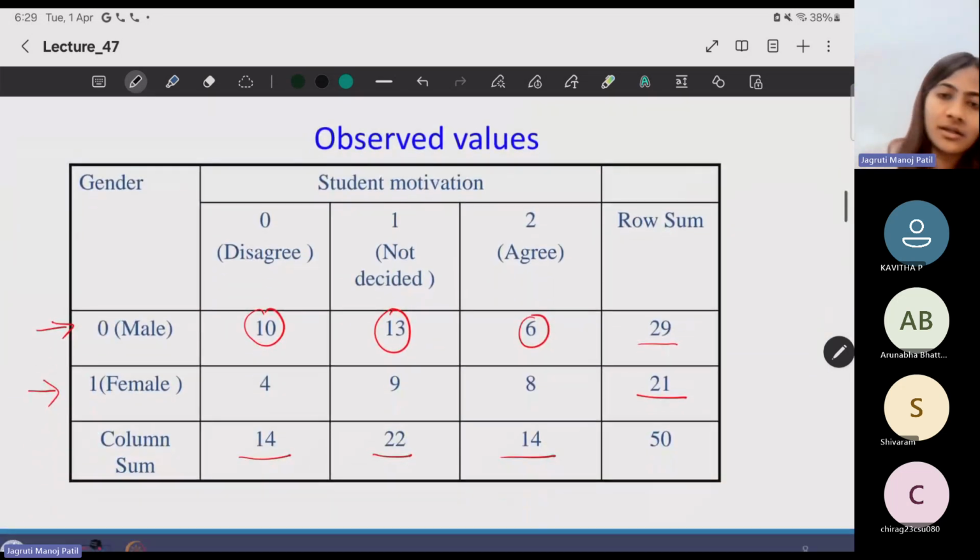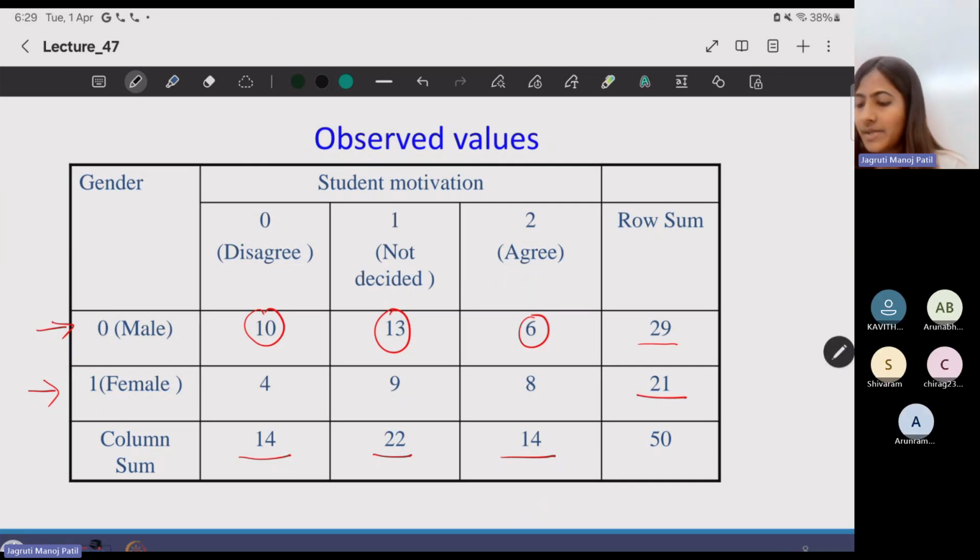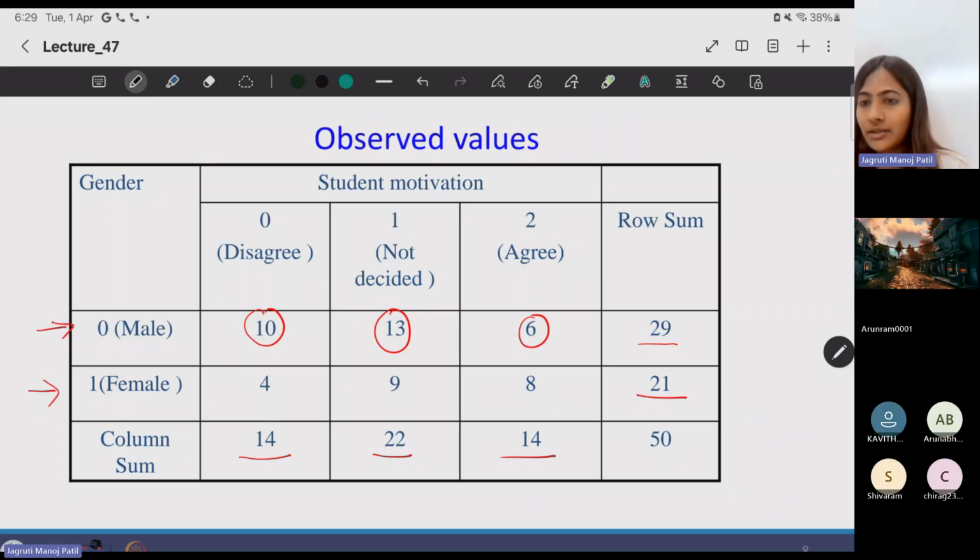Here they have written the table in presentation form for your understanding. If it's 0, you get a male; if it's 1, that's a female. Your student motivation has also been graded, so this is all ordinal data. Then they have summed up. These are all your frequency counts: 14, 22, 14, and 29, 21, 50. And the final sum would be here.